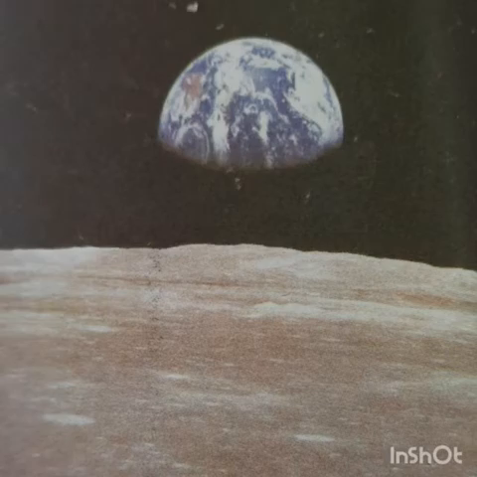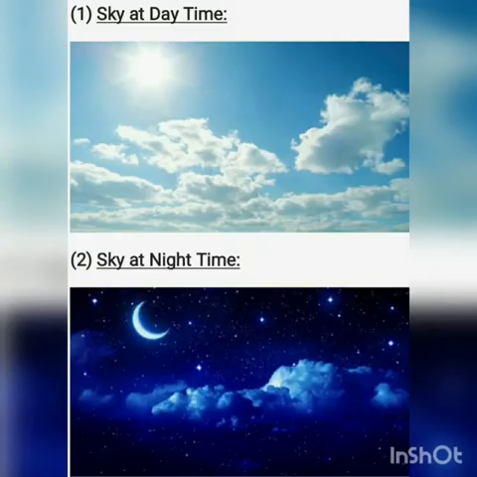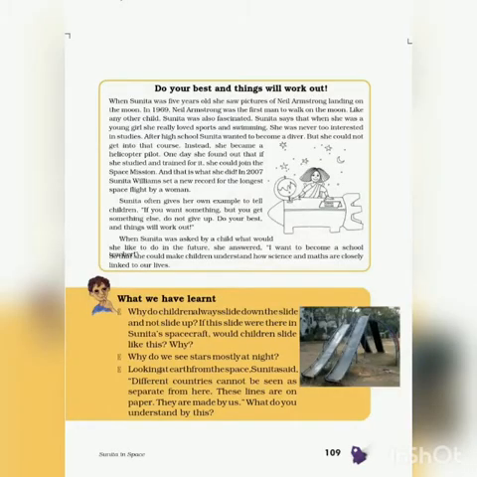On page 109, this is about Sunita Williams. When Sunita Williams was 5 years old, she saw a picture of Neil Armstrong landing on the moon. She was very much fascinated. Children think that yes, I will become this, I will become that. So Sunita was also fascinated. She was a young girl. She really loved sports and swimming, and she wanted to become a diver. Do you know who a diver is, beta? One who goes into the water and collects pearls and all. They are called divers. But she could not become it, and she became a helicopter pilot.